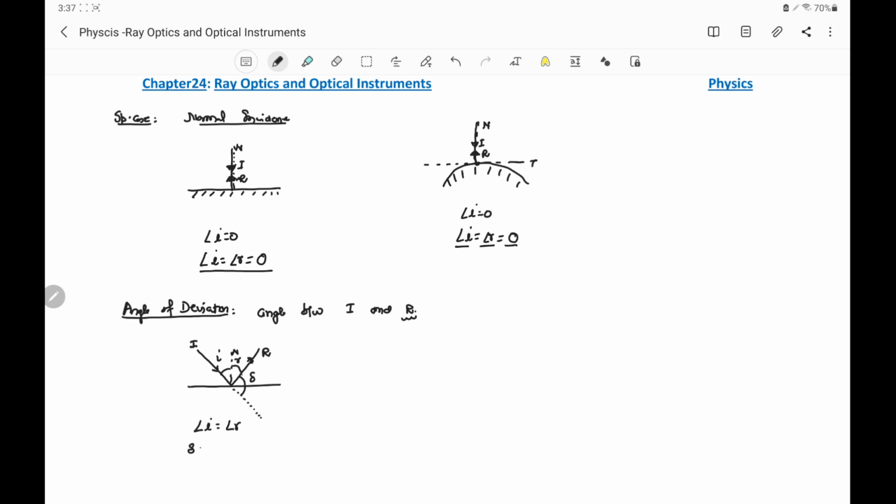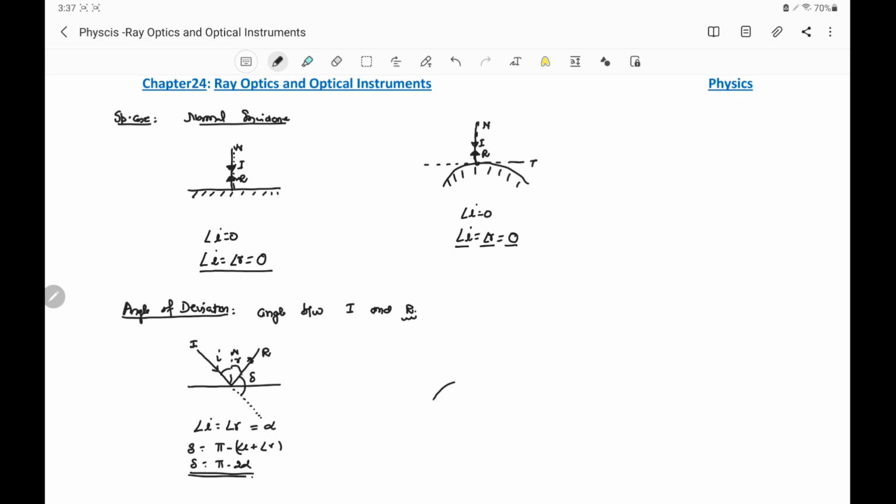So angle of deviation will be equal to pi minus (angle I plus angle R). And because I and R are equal, say equal to alpha, we can write delta equal to pi minus 2 alpha. This is the angle of deviation.